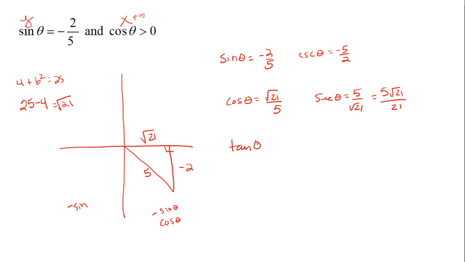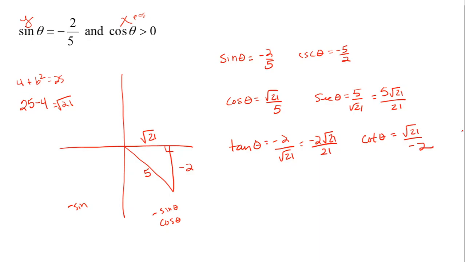My tangent of theta is equal to my opposite over my adjacent, so negative 2 over square root of 21. Again, we have to rationalize that. So negative 2 times square root of 21 all over 21. And then my cotangent is equal to this flipped, so square root of 21 over negative 2.